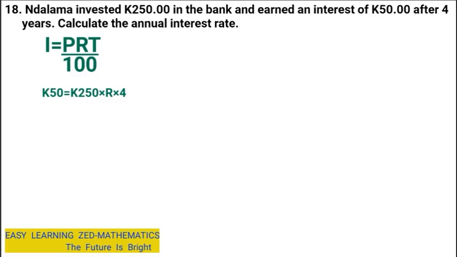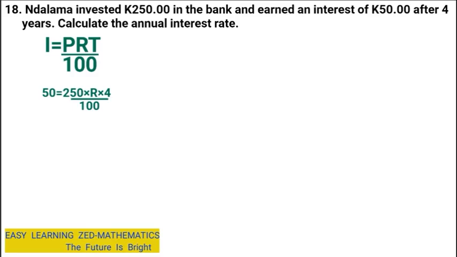Okay, I'm going to get rid of the kwacha signs. I just want to write numbers, no units. So I'm going to do that. Then 250 multiplied by r multiplied by 4 will be divided by 100. Now I want to simplify the numbers on the right side. Remember, my focus is to leave r on one side of the equal sign. So I'll try to do as much as I can.